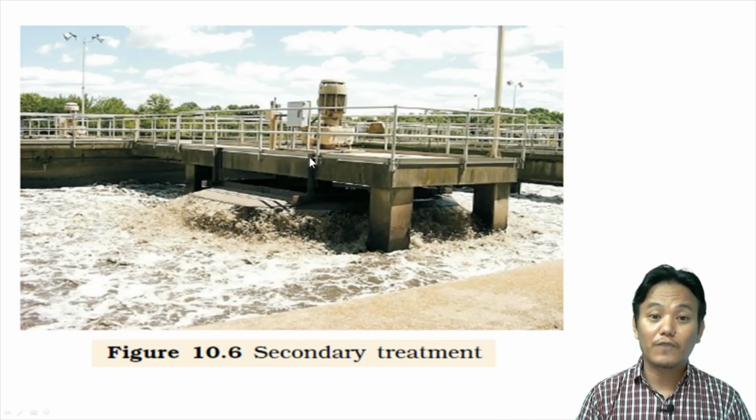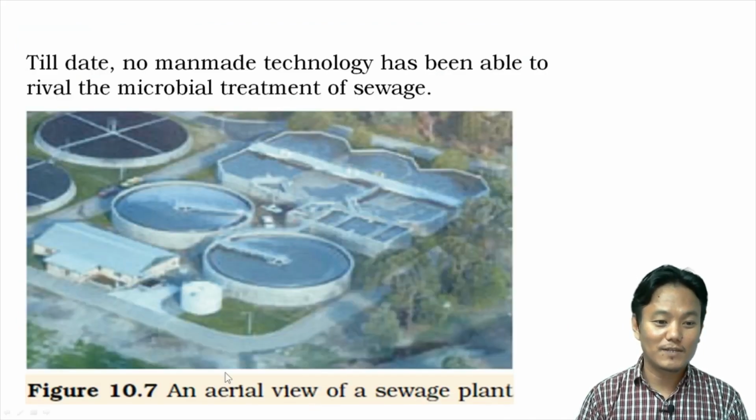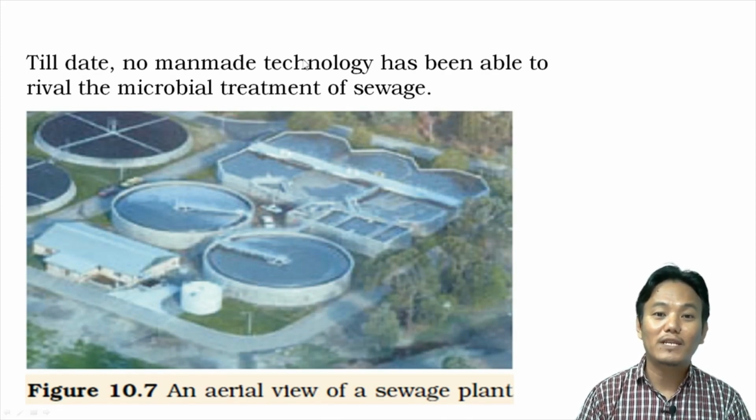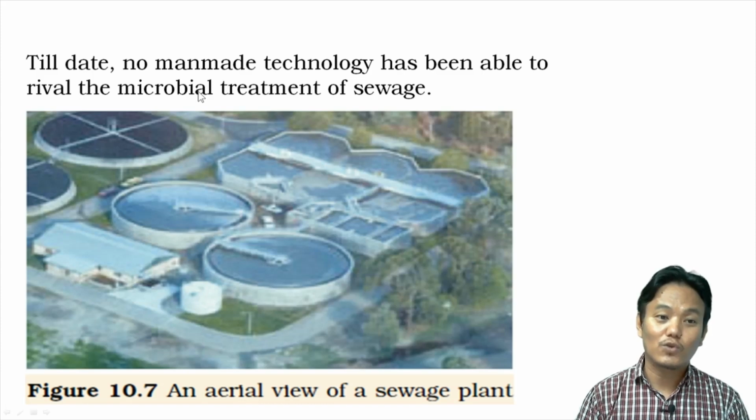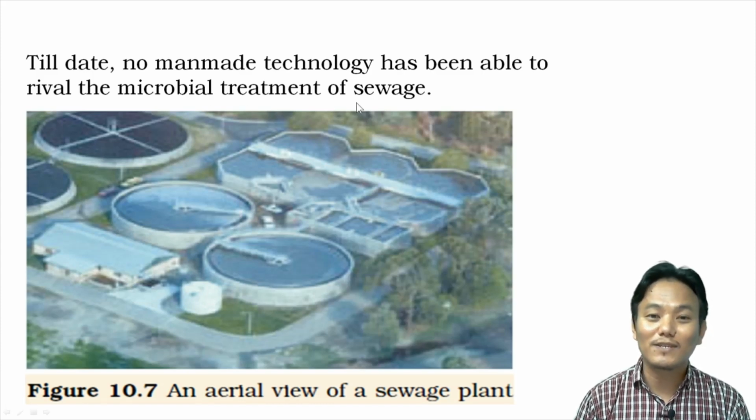So here is a picture of an aeration tank given in your textbook, and here is a picture of an aerial view of a sewage treatment plant. And there is one significant statement made in your textbook regarding the usefulness of microorganisms in treatment of sewage. It says that till date, no man-made technology has been able to rival the microbial treatment of sewage. Right? We haven't been able to develop a technology which can clean the sewage or municipal wastewater as well as these microbes can do. Right? So this is quite a significant statement which shows the usefulness of microorganisms in sewage treatment.